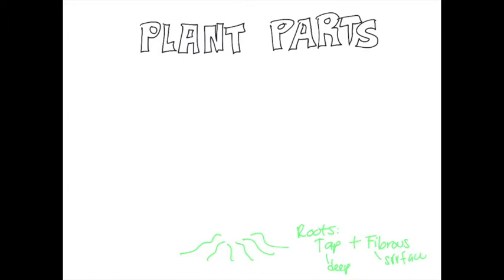The next structure is the stem, and it has some tubes inside that are very important. One of the tubes carries the nutrients up while the other one carries the nutrients down. The one that takes the nutrients up is called a xylem, while the one that takes it down is called phloem.